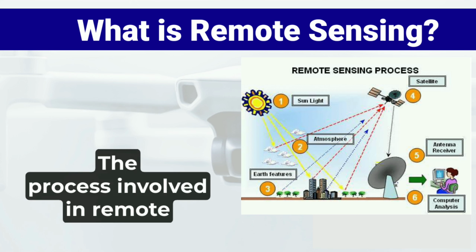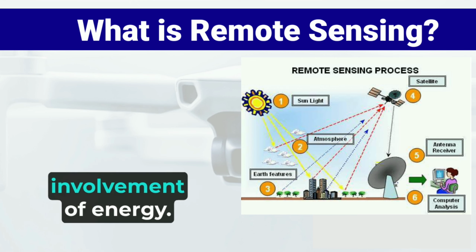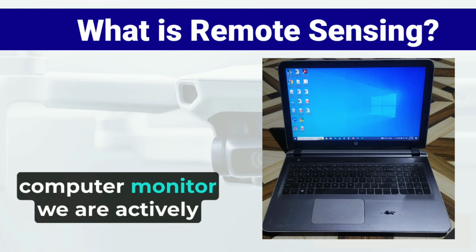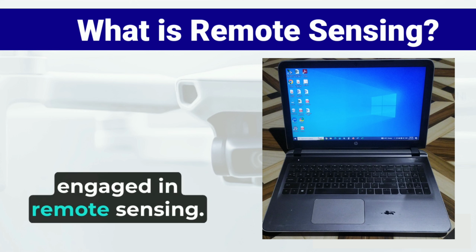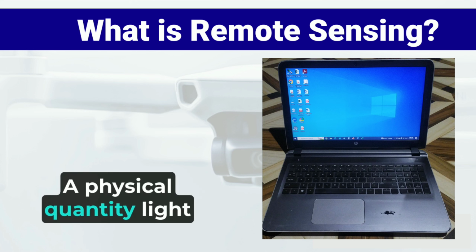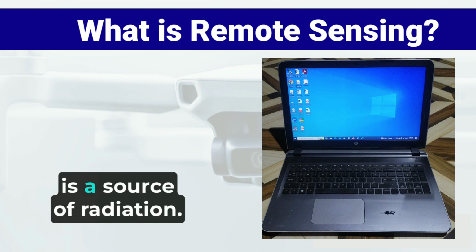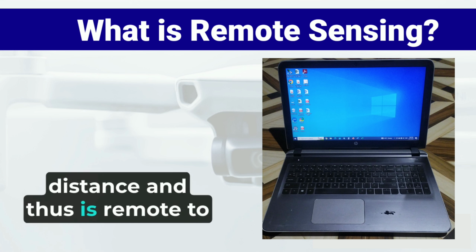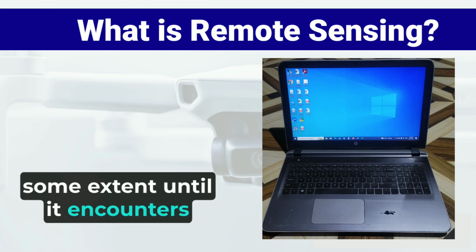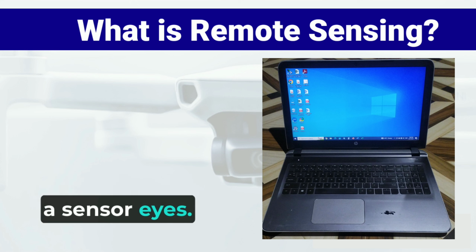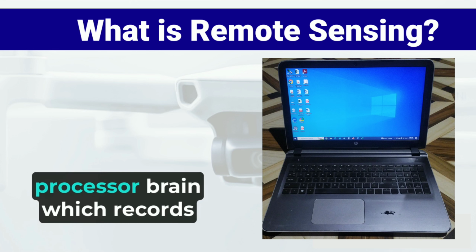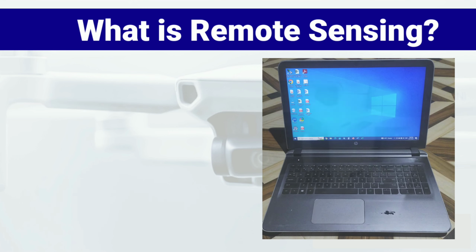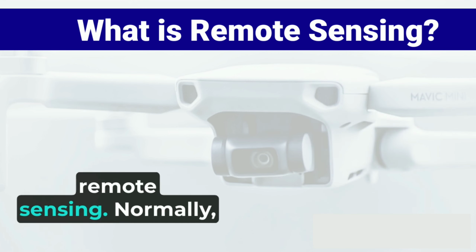The process involved in a remote sensing system requires an involvement of energy. For example, when we view the screen of a computer monitor, we are actively engaged in remote sensing. A physical quantity, light, emanates from the screen, which is a source of radiation. The radiated light passes over a distance and thus is remote to some extent until it encounters and is captured by a sensor, the eyes. Each eye sends a signal to a processor, the brain, which records the data and interprets this into information. Now see what is the meaning of remote sensing normally.